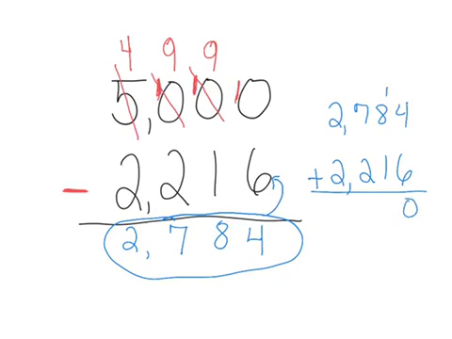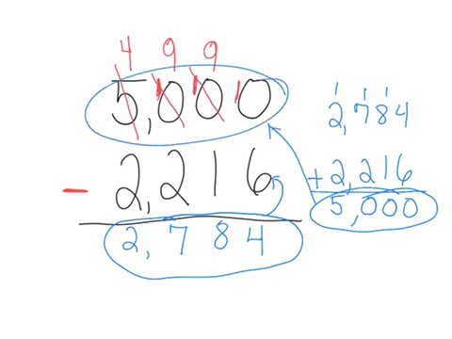1 plus 8 is 9 plus 1 is 10. Carry the 1. 1 plus 7 is 8 plus the 2 is another 10. And 1 plus 2 is 3 plus 2 is 5. Well, look at that. We have a checked answer of 5,000, which matches 5,000 here.